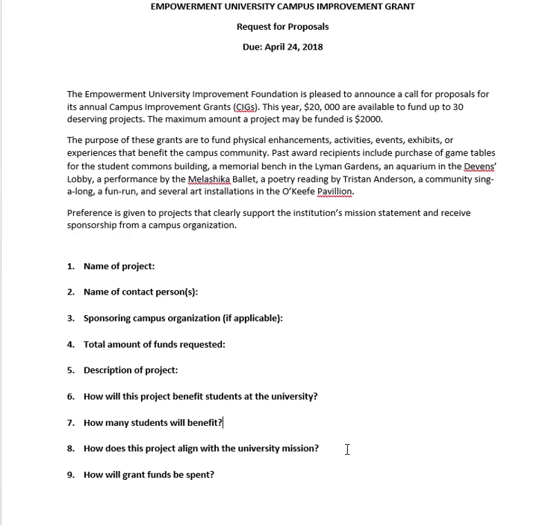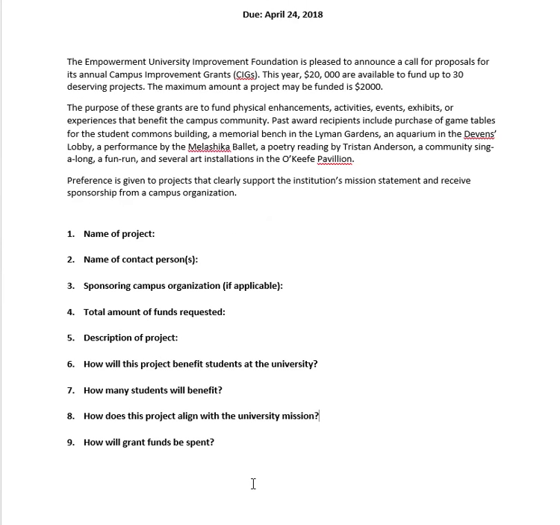How does this project align with the university mission? So you have to go look up our college mission. Don't go trying to find Empowerment University. Look for our college and find out what its mission is and then cross-match that, much like we did again with the Habitat grant. How will the grant funds be spent?